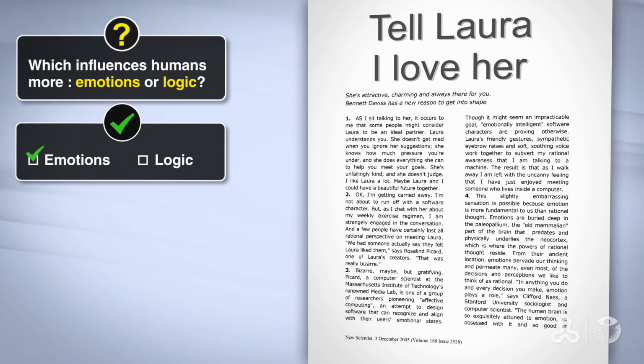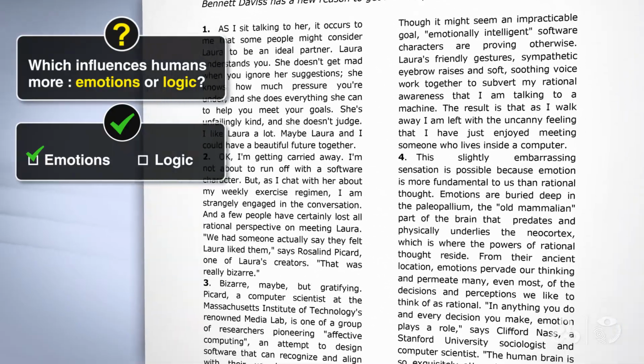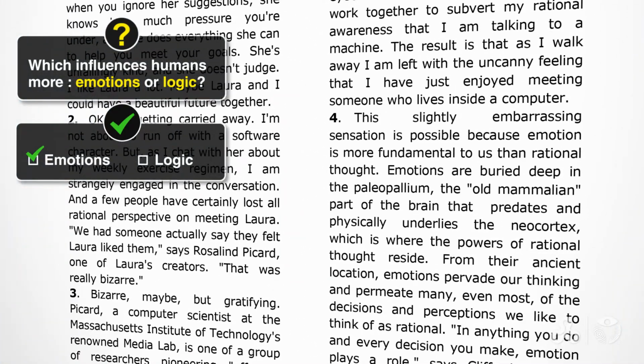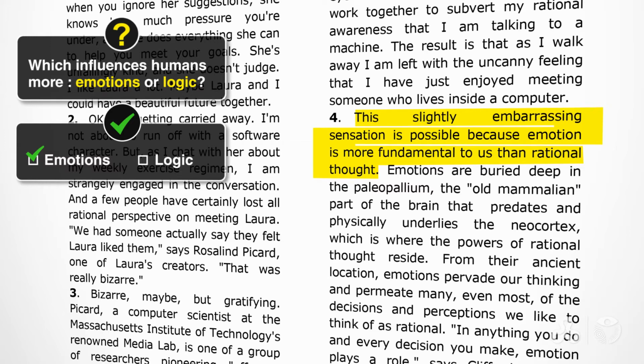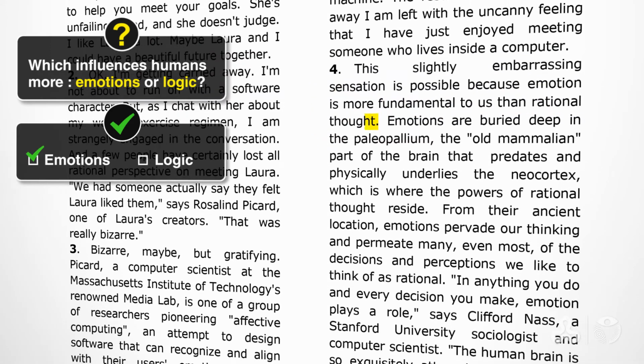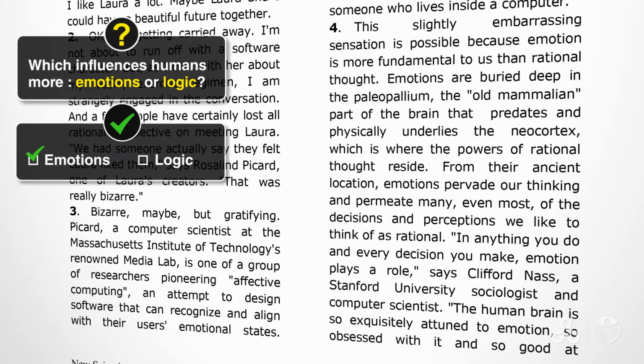How do we know this? Let's zoom in on paragraph 4. The first sentence of paragraph 4 already tells us the answer. This slightly embarrassing sensation is possible because emotion is more fundamental to us than rational thought. The writer goes on to explain this in some biological terms which we won't go into now. Don't worry. We have other sentences in this paragraph that show us the same idea.